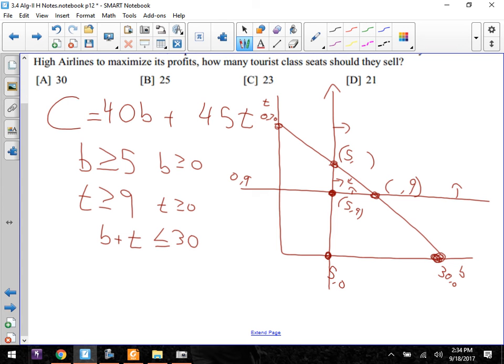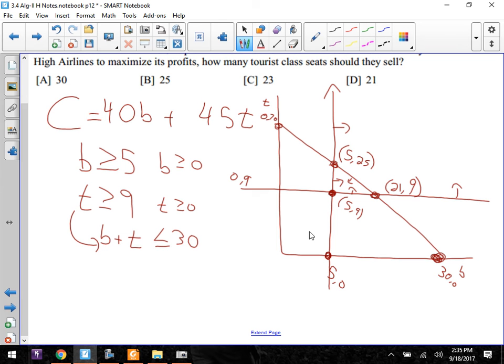And what you're doing is you're just substituting these values in. So if my value of B, that vertical part, is 5, how many tourist class do you have then? 25. If I have 9 tourists, how many business class do I have? 21. At this point, do you even need to answer the question about profits?